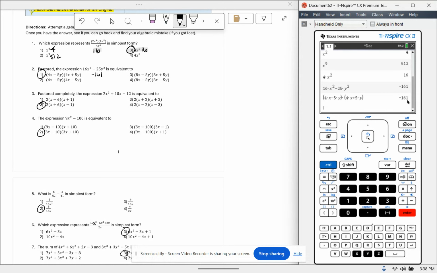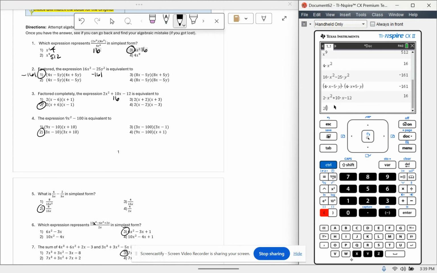Yay! This one is also negative 161, so that's how we know that it's the answer. Let's go to 3. It says factored completely, the expression 2x squared plus 10x minus 12 is equivalent to. So we would go ahead and type that in now that we have a variable stored for x, right? We're going to get its value and then see which answer choice matches it. So we're supposed to find the answer choice that matches 16 or equals 16.